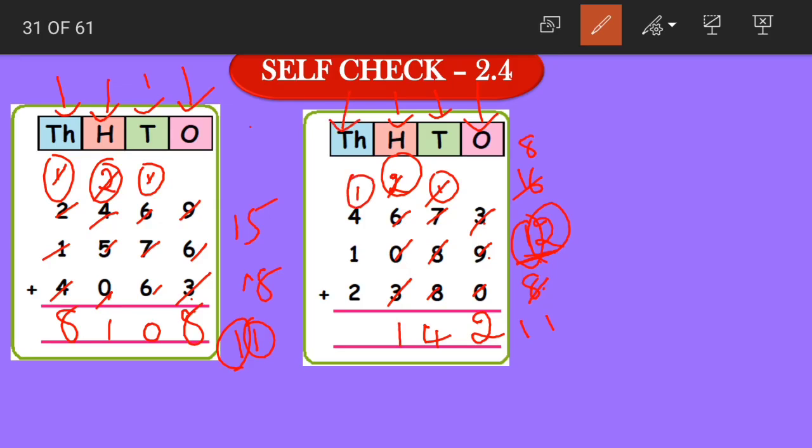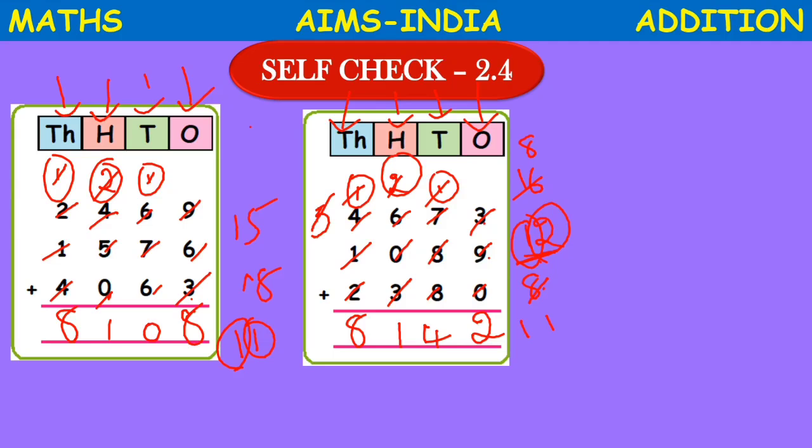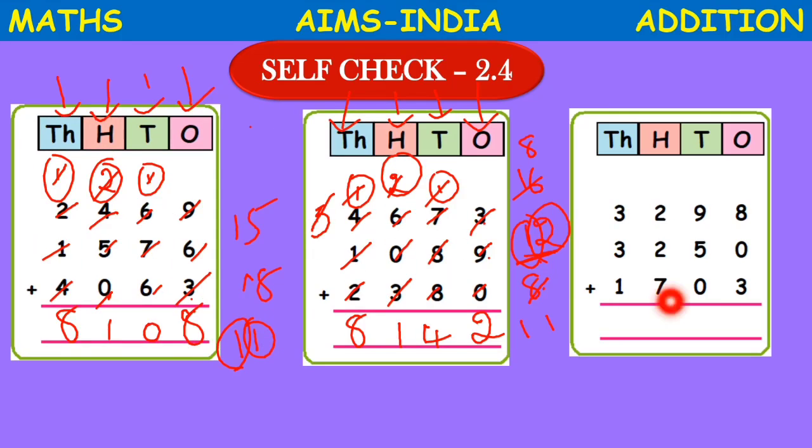Now moving on to the last place, which is the thousands place. 1 plus 4 becomes 5. 5 plus 1 becomes 6. 6 plus 2 becomes 8. Yes, 8142 is the answer for the second homework problem.